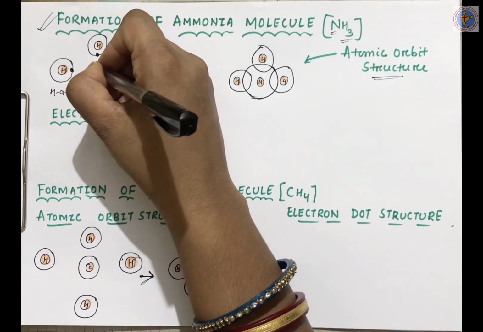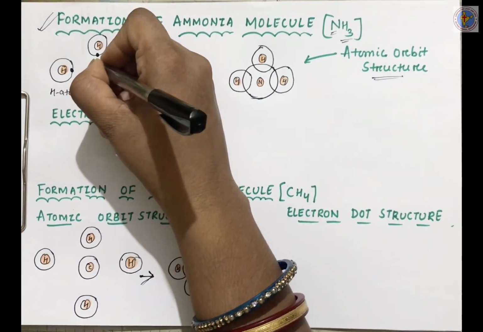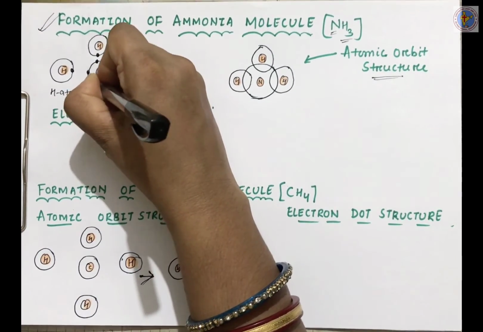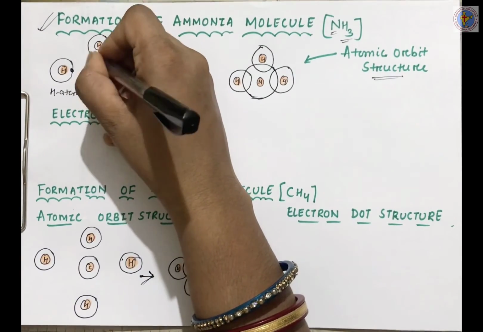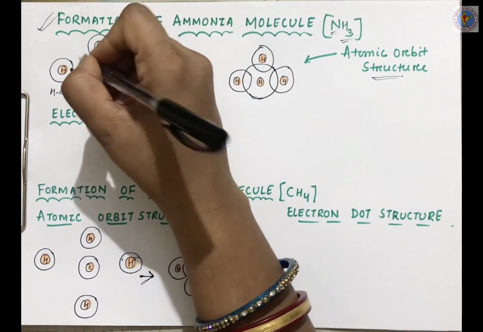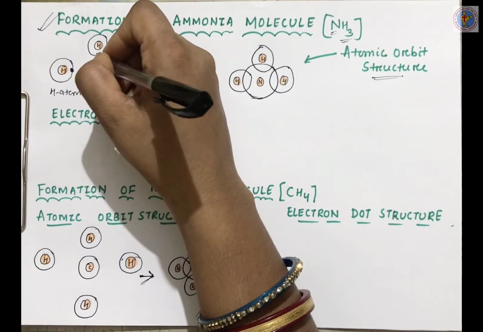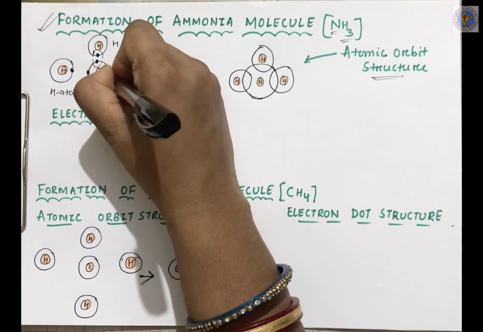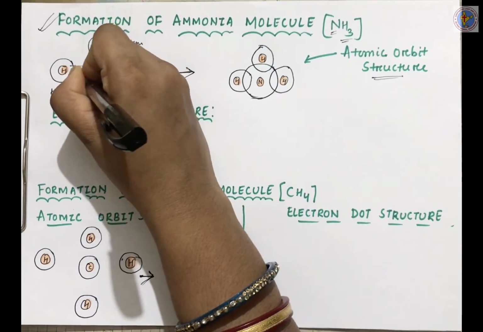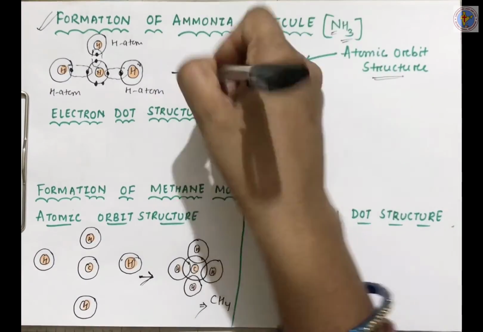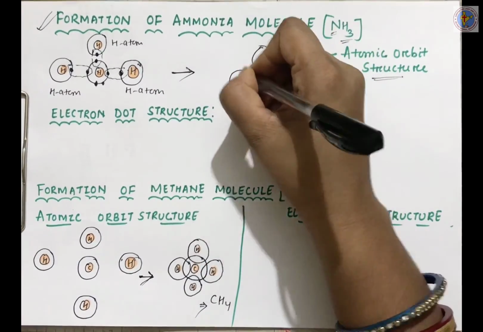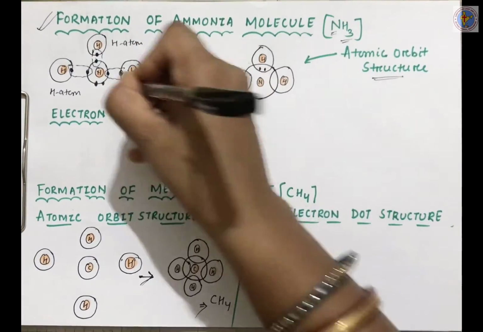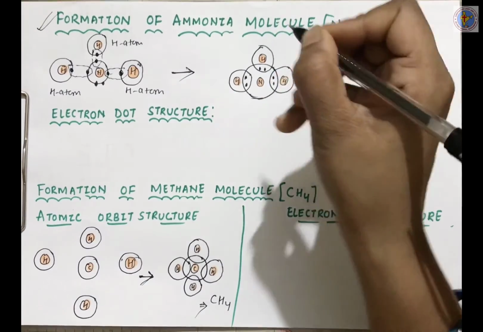And how many electrons are present in the outermost shell of nitrogen, children? 5 electrons are present. So here 1, here 1, here 1, and 2 here. Why am I showing it like this? It will become easy to show the sharing of electrons between the atoms. Here you can see clearly this sharing will take place like this, here like this, and here like this. After combination we will get a single bond here, right?